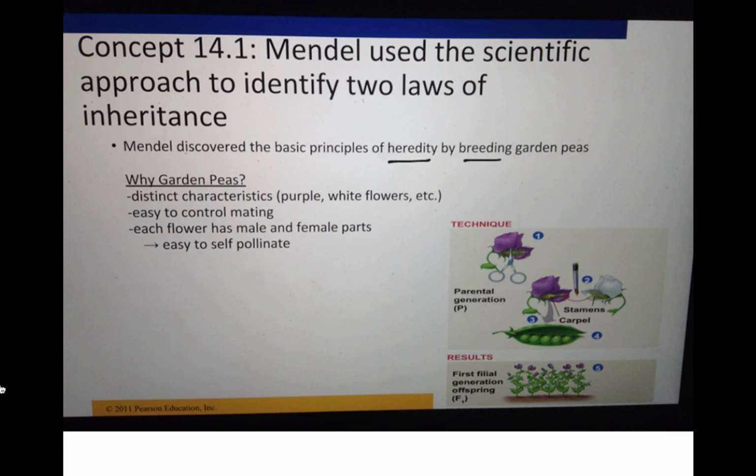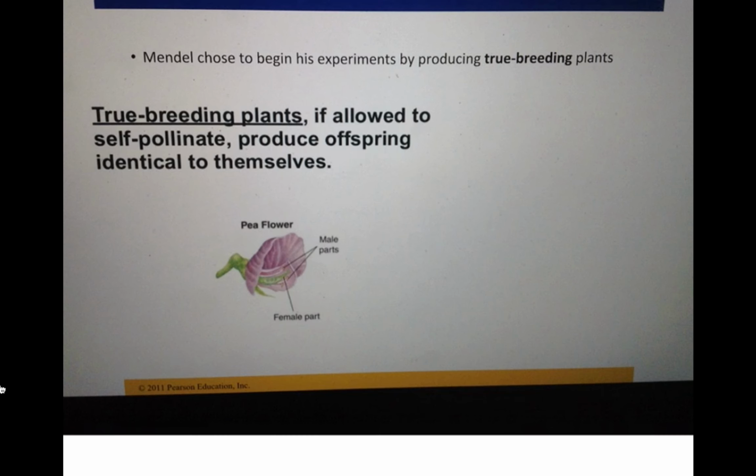The reason he did this was, for one, garden peas have very distinct characteristics. The flowers are either purple or white, something easily observed, and it's easy to control their mating. And lastly, they're easy to self-pollinate, meaning that one flower can reproduce by giving its own pollen to its own female parts and produce offspring in that manner.